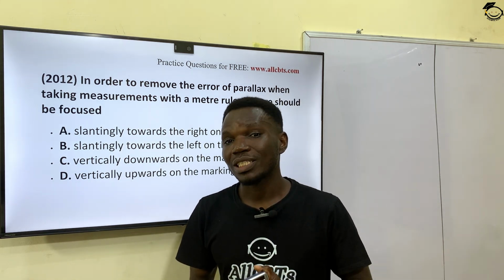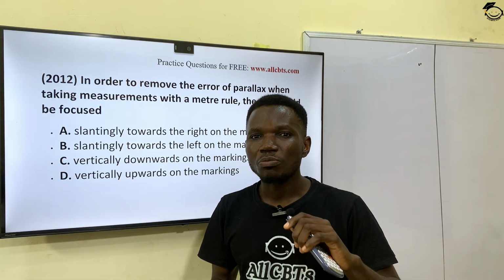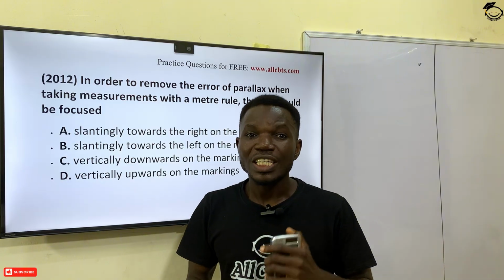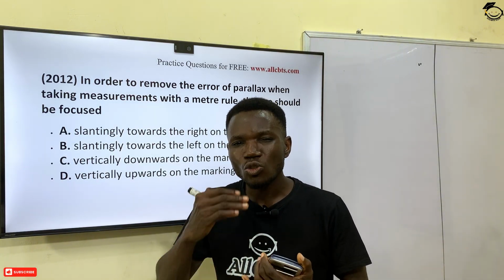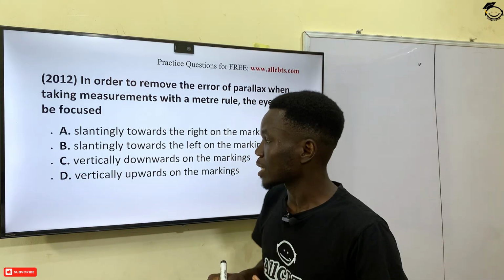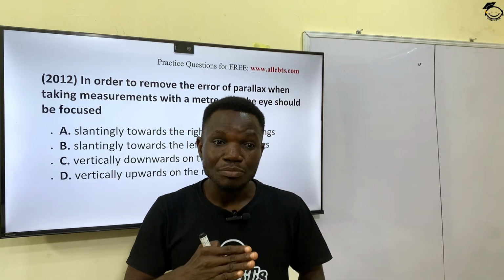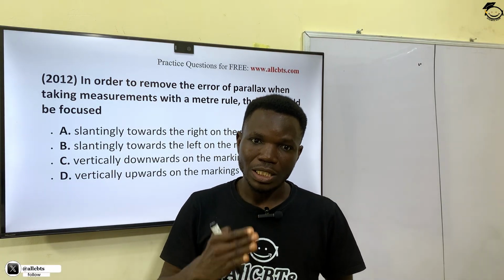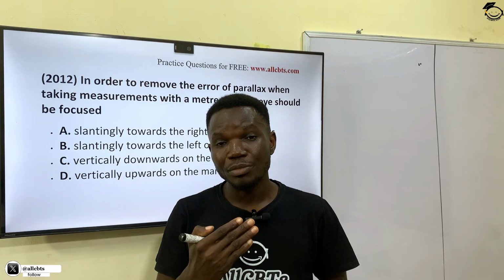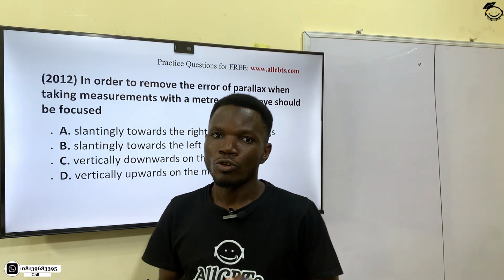Now remember when we talked about error, we said that error due to parallax is a type of error that is caused by the observer. The inability of the observer to note the exact position of measurement is what we call error due to parallax. So when you're observing your meter rule, you have to be looking straight at the meter rule, vertically downward. As you're looking straight at the meter rule, you'll be able to read the exact position of your measurement.